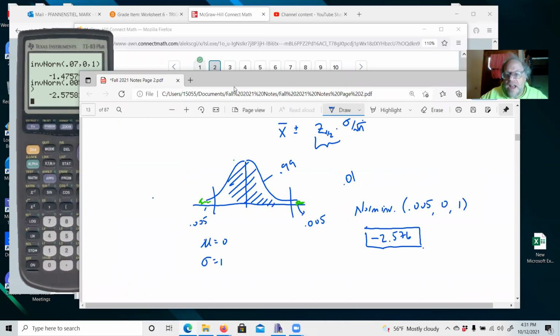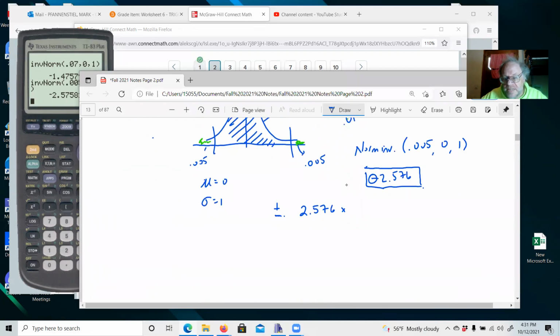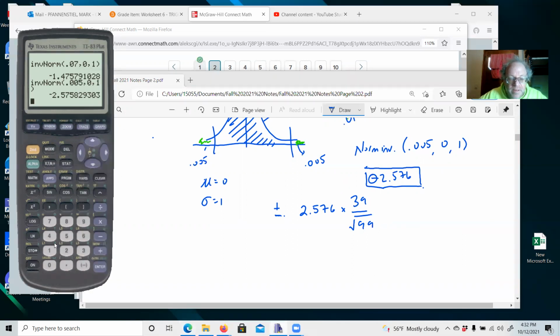So to calculate our margin of error, here's the plus or minus part, so we don't need this, that's taken care of. We have 2.576 times, what was our standard deviation? The standard deviation was 39, divided by the square root of 99. So we have 2.576 times 39 divided by the square root of 99, and you should be all set.